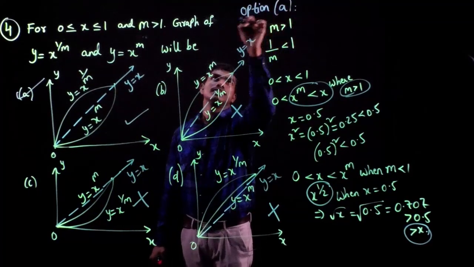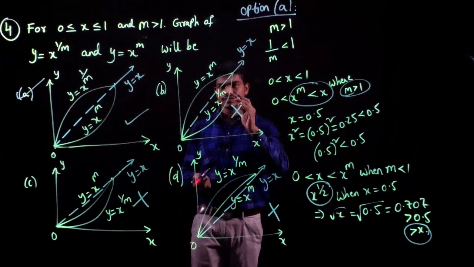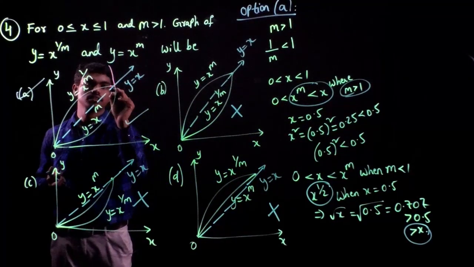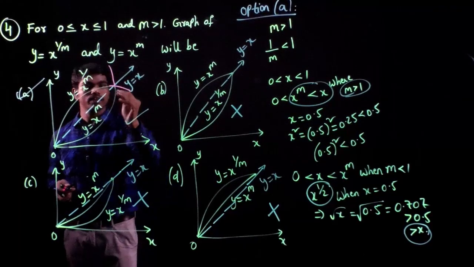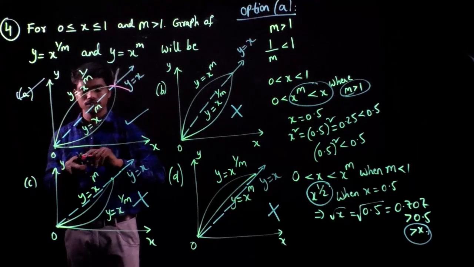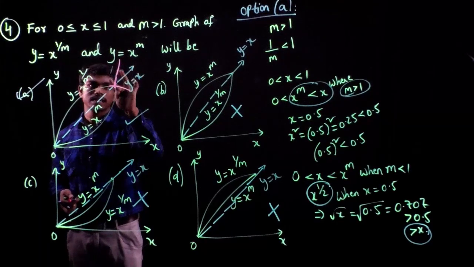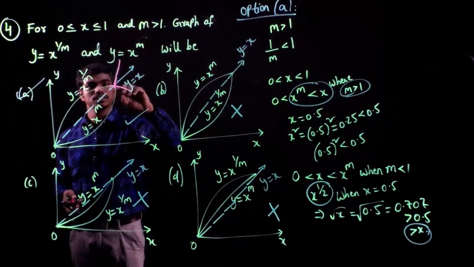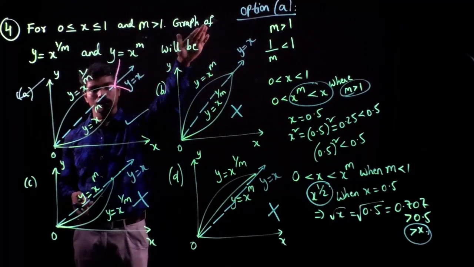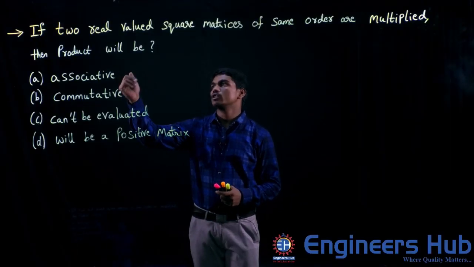And remember one thing, this is only the case when x is lying in between 0 and 1. Now suppose x crosses 1, then you see by graph here, these two curves intersect here like this. That's all. So when x is greater than 1, this higher power of x crosses this y is equal to x, and the situation is altered. In that case, this could be the option, x power m comes onto the top.